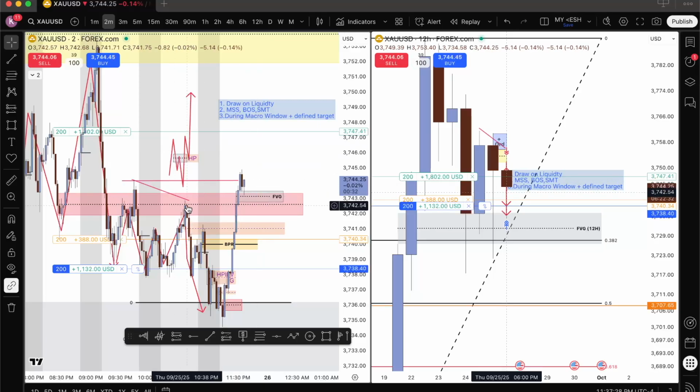Basically, the reason I picked this is because it's breaking this structure right here. So we're coming up, we're breaking this lower high, market structure shifting back to the upside. Like I said, this could be the low of the rest of September. You never know. But gold is very bullish right now. I feel like it's gonna go to 4,000. But like I said, it don't matter how I feel. We just take what the charts give.